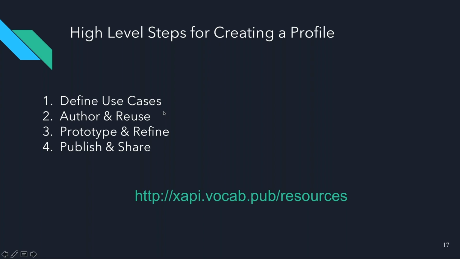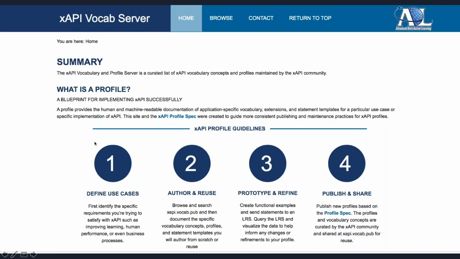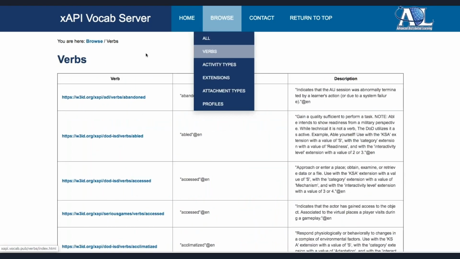For the time being, there are some existing high-level steps and resources in place that you can leverage from ADL. There's a vocabulary server that lets you reuse and browse existing concepts. It's also the site you want to go to even if you don't need to reuse an entire existing profile, but just want to use some specific verbs for your xAPI implementation or some activity types or extensions. You can reuse any of the IRIs for existing concepts out there. Just click the browse button and you'll see them listed in alphabetical order.